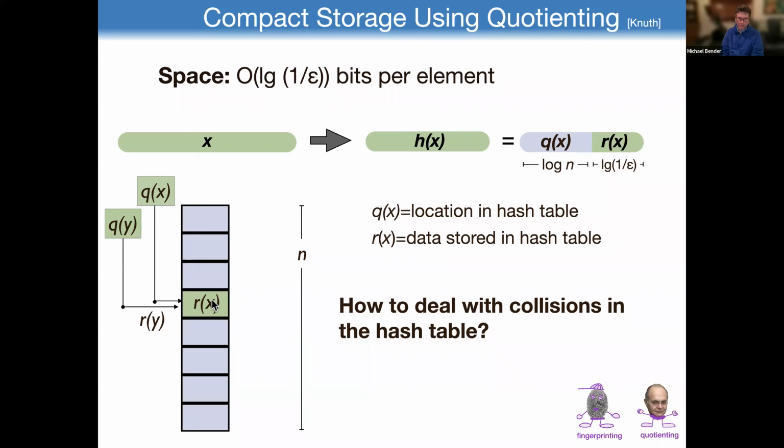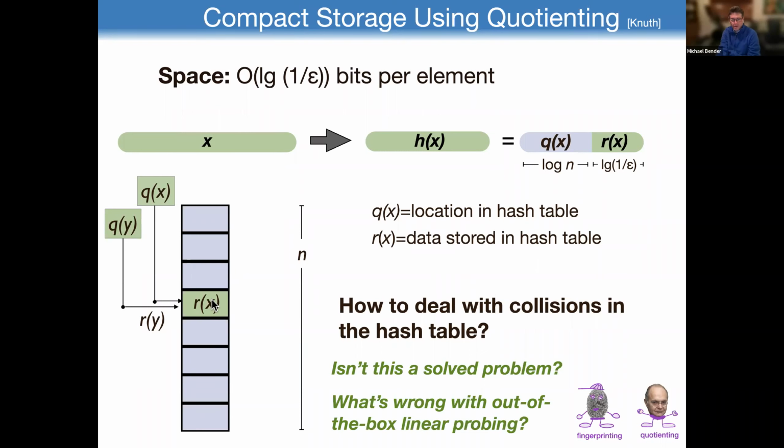And well, it's very easy in general to deal with collisions in a hash table. Isn't this a solved problem? And the answer is, well, yeah, that's what linear probing does, just plain out-of-the-box linear probing. If the current location is filled, you go to the next position. So why not do that?